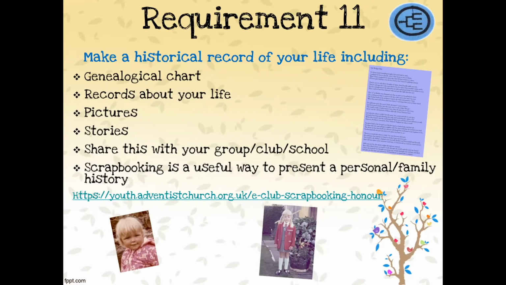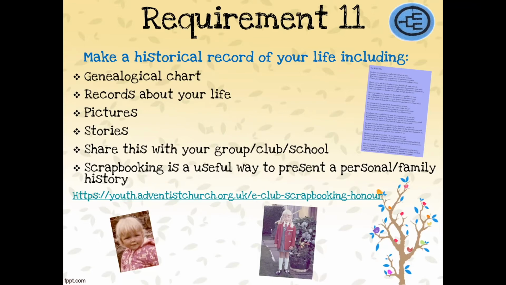It may be stories from your life. It may be your report card. And it may just be that you have to make photocopies of these things, because I'm sure your parents don't want to necessarily give you your actual birth certificate to be part of this honor, but they'll happily give you a copy of it to put in your historical record that you want to create. And once you've done everything, you can share it with your group or with your club or with your school.